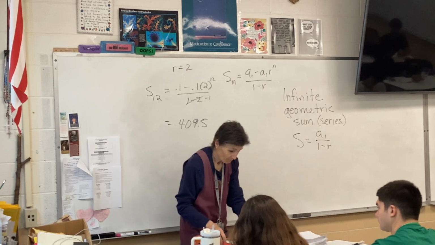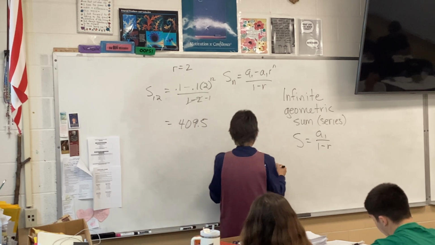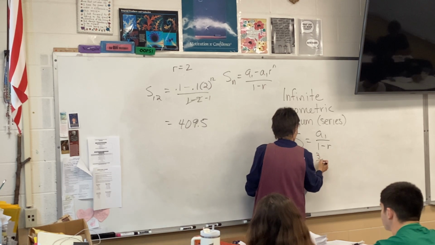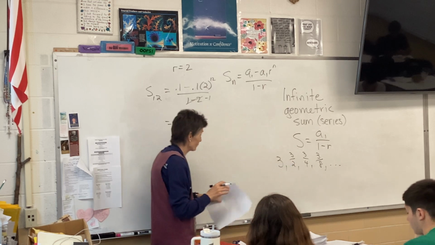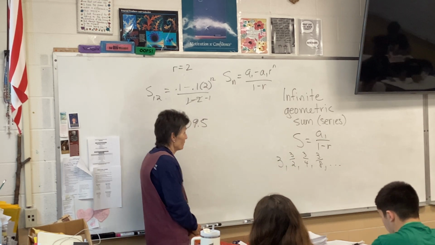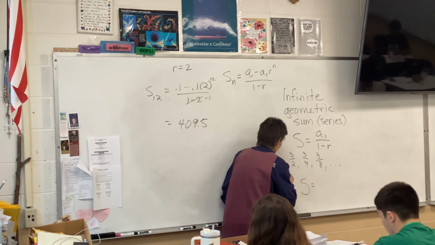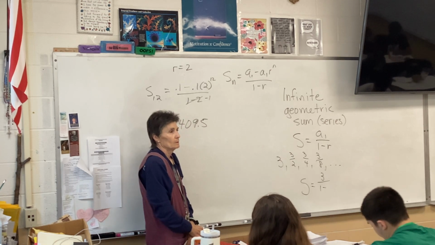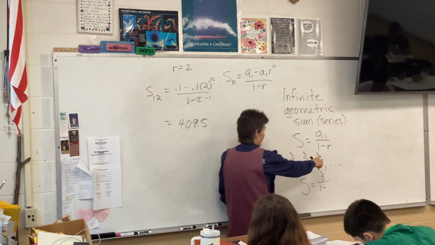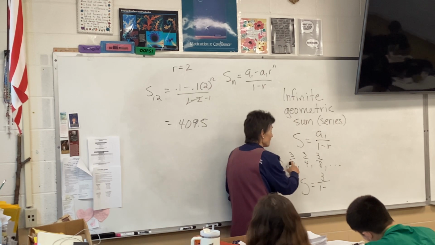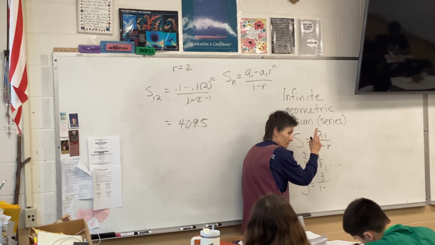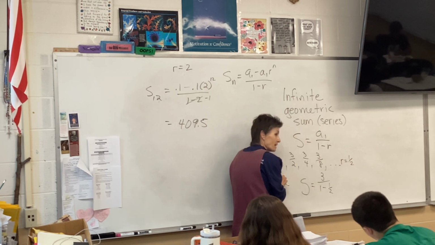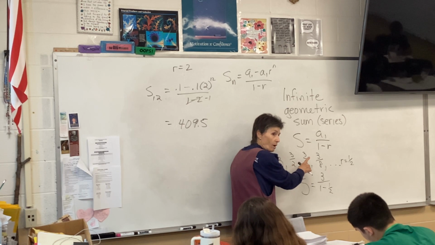So here, let's try it. Find the sum of the following infinite series. Here's the first one. The formula says the sum is going to be the first term. Uh-oh, I need the ratio. How are we getting from term to term? Multiplying by a half. So R is a half. Can everybody see that? We're multiplying by a half.